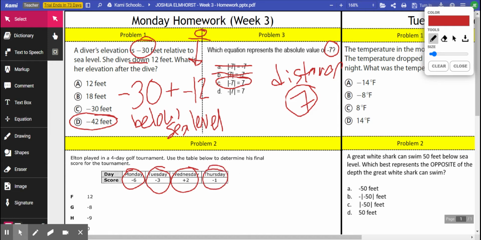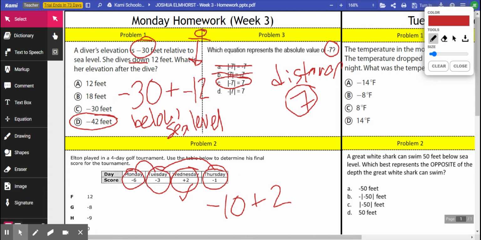Then we have negative 1. So what I'd like to do is put all of our negatives together. Since they're all the same sign, we can combine them. So we have negative 6, negative 3, negative 1. So 6 plus 3 is 9, plus 1. All of the negatives together would be negative 10. And then we have 2 positives. So what it's saying is we have 10 total negatives and we have 2 positives.